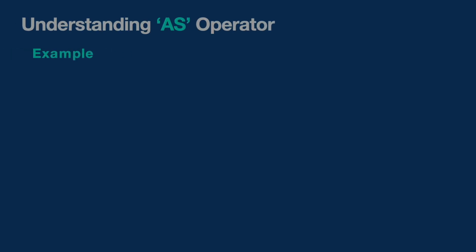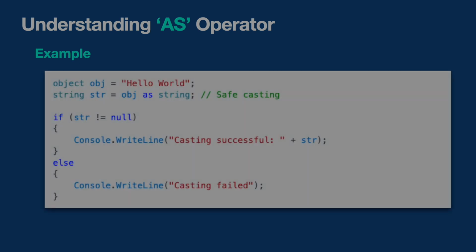So next we will be seeing the example. So let's see with an example. Here we have seen that there is a hello world which is object type, and now we are doing the safe casting into string. So string str = object as string, and we are type casting the object type into the string type.